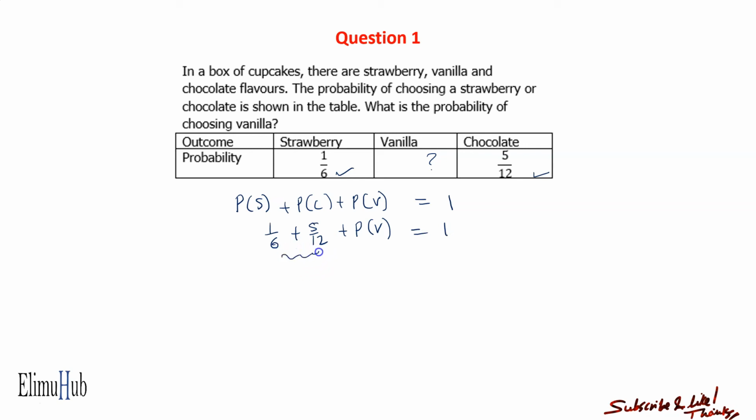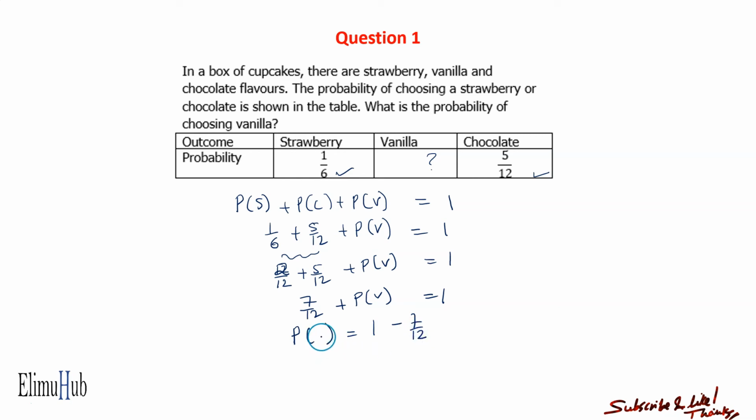Right, let's add these two. We need to have the same denominator, so that's going to be 12 out of 12. 2 out of 12 plus 5 out of 12 plus this one must give you 1. So if we add these, we get 7 out of 12 plus this. Rearrange this, then you get probability of getting a vanilla flavor equals 1 take away 7 out of 12.